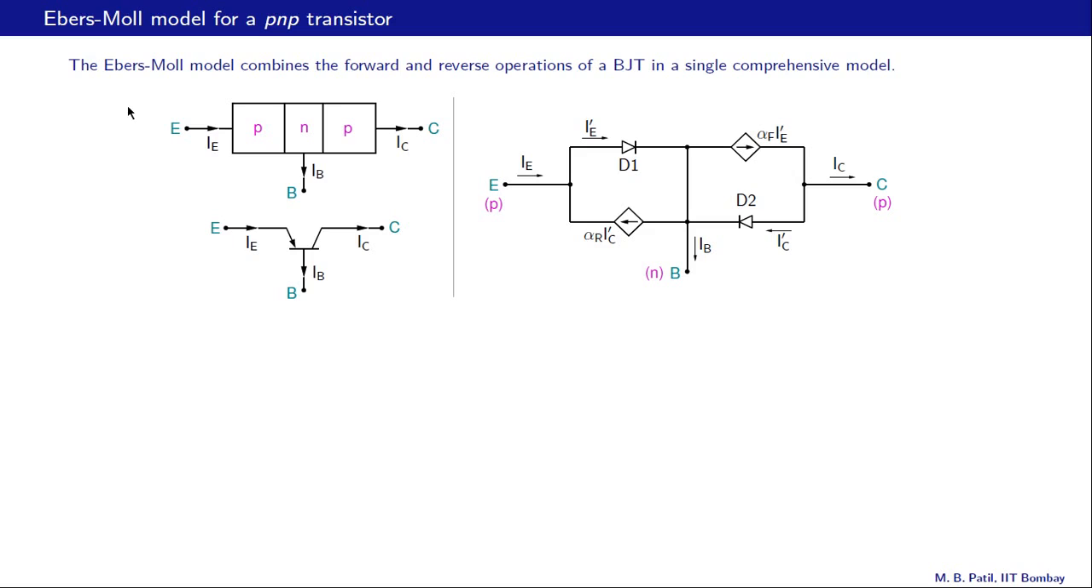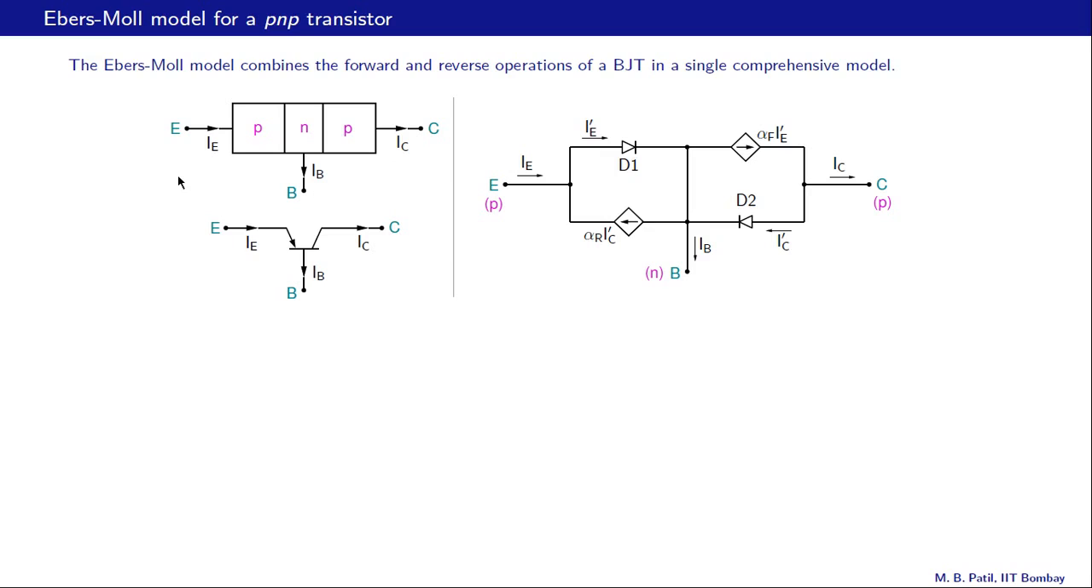And that brings us to the Ebers-Moll model for a PNP transistor. We will only consider the PNP transistor to begin with, and later we will see that the Ebers-Moll model for an NPN transistor is very similar, and once we understand the PNP transistor model, it is almost trivial to get the model for the NPN transistor. Alright, now before we begin, let us look at the direction of these currents once again, that is IE, IC and IB.